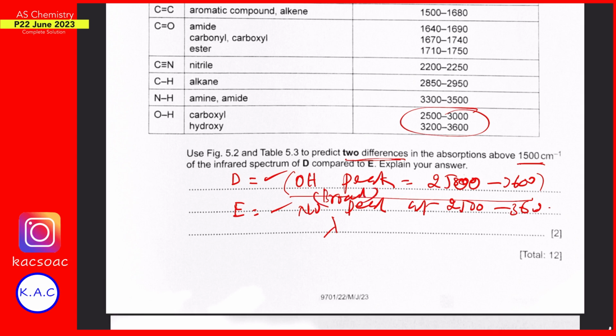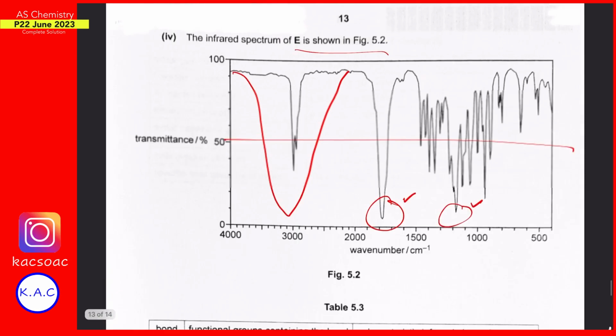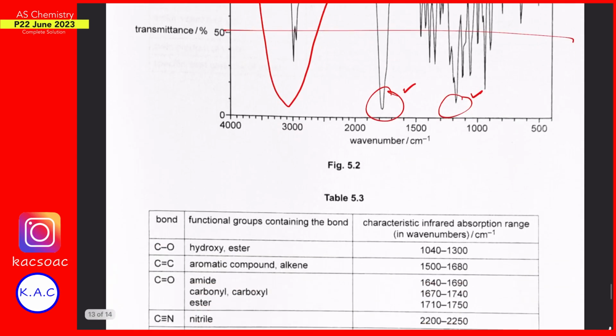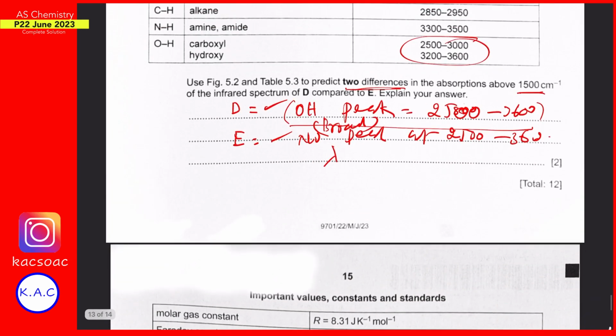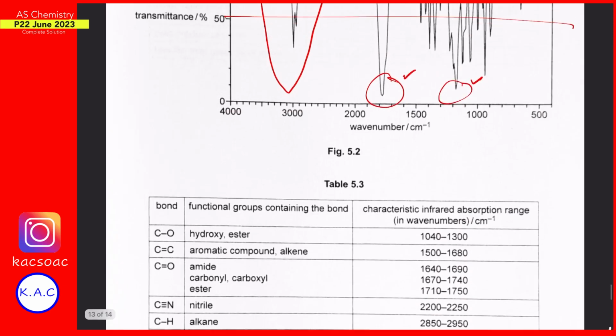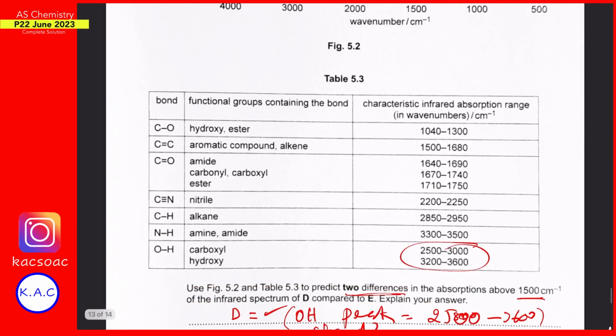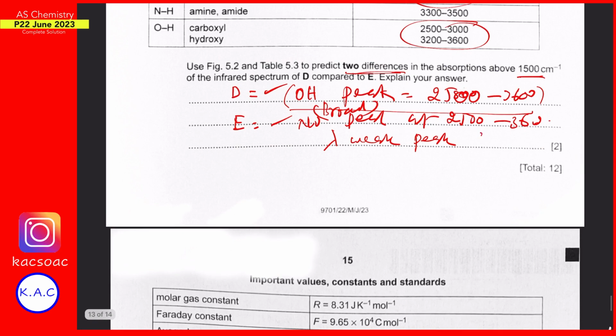But here, in E, you can see the weak signals of this CH3 group. Weak signals are over here, a weak peak is over here. That may be because of the CH bond. A weak signal for the CH bond is lying over here. That's all. Thank you.